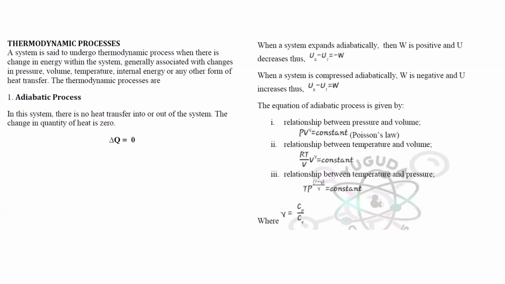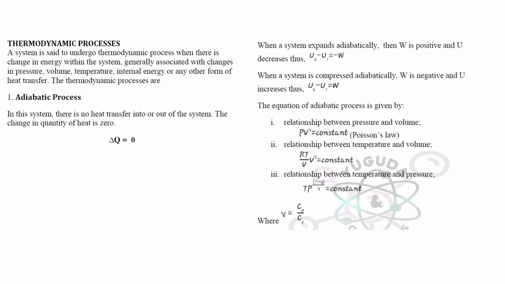Like, for example, in the adiabatic process, in this system, there is no heat transfer into or out of the system. So the change in quantity of heat is zero. Since there is no exchange of heat between the system and the surrounding, there is no heat transfer, and as a result, the change in quantity of heat is equal to zero. So when a system expands adiabatically, W is positive and U decreases. Thus, we have U2 minus U1 is equal to minus W. So here we are talking about compression and expansion. In the case of expansion, W is negative, and in the case of compression, W is positive.